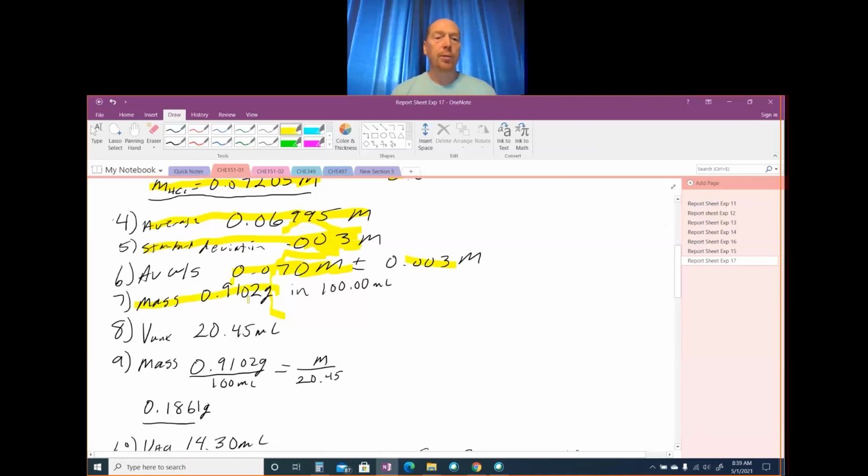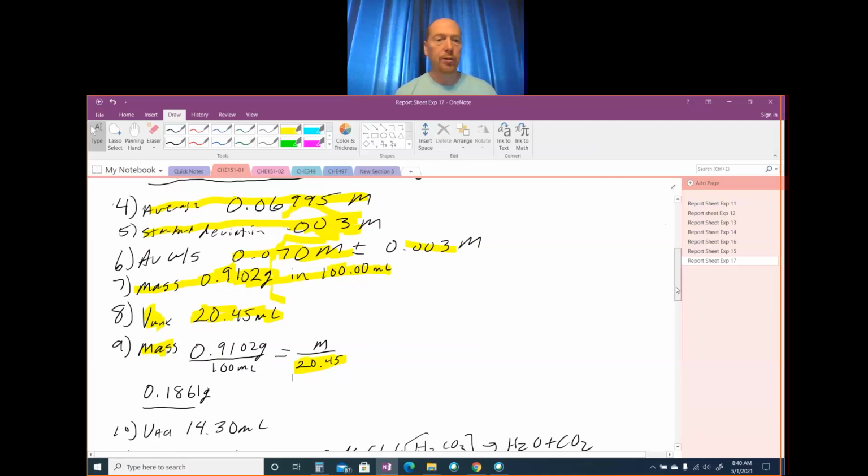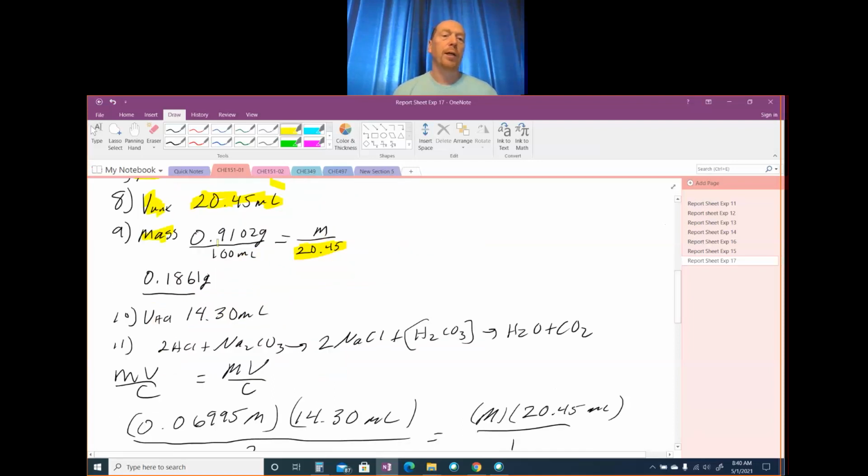Then you have your data, your mass of your unknown you weighed out, and you put it in a 100 ml flask. And then your unknown volume that you use in your titration is listed here. All right, and so we want the mass in this 20.45 mL. We know that the entire amount is in 100, so the 0.9102 is in 100. What mass is in the 20.45? And that is the 0.1861 grams.